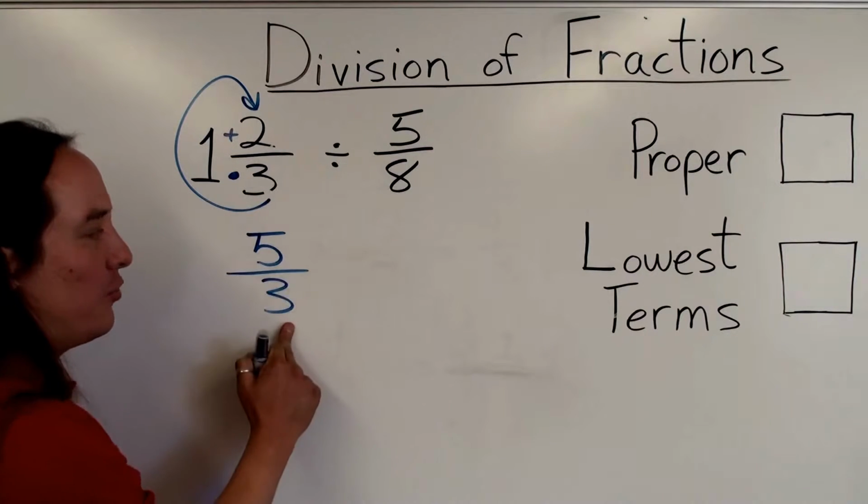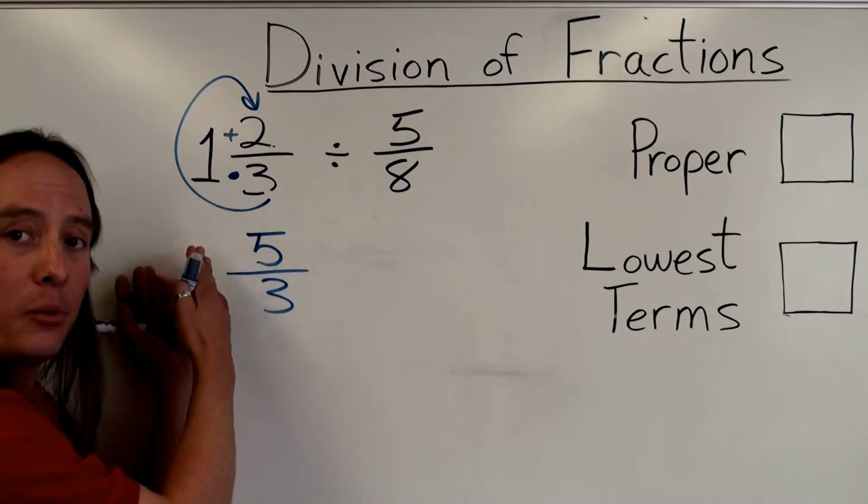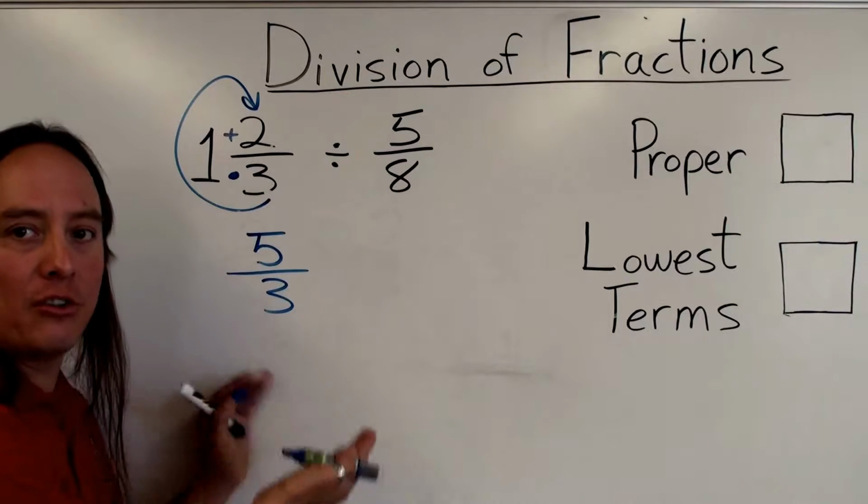And the denominator won't change. It'll stay 5/3, okay? That's it. So we've incorporated the 1 into an improper fraction.